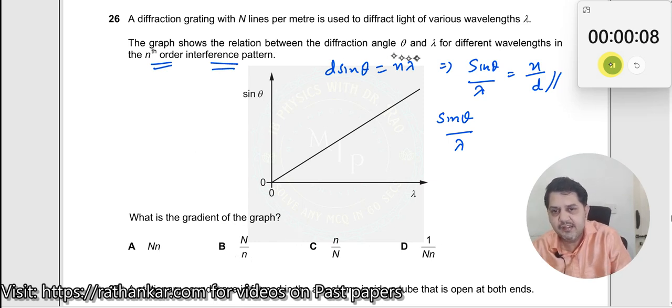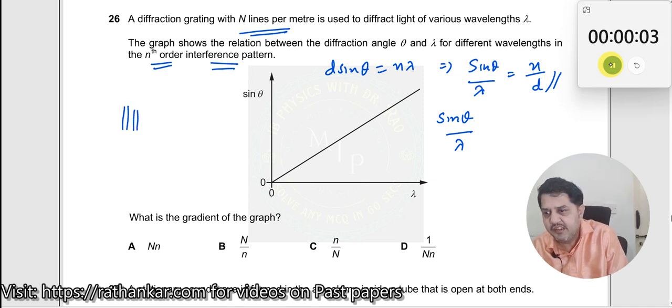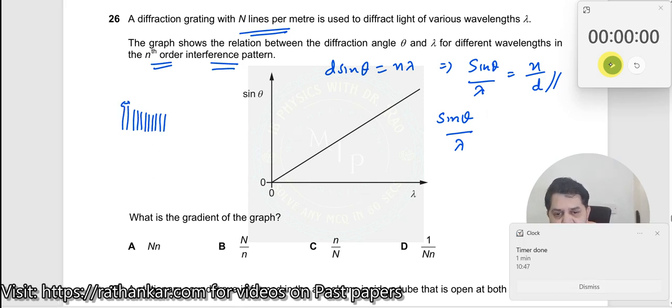Now, what is this capital N here? N lines per meter, which means what? You have this many lines in a diffraction grating per meter. What is this d here? d is the distance between one line and the other line, right?